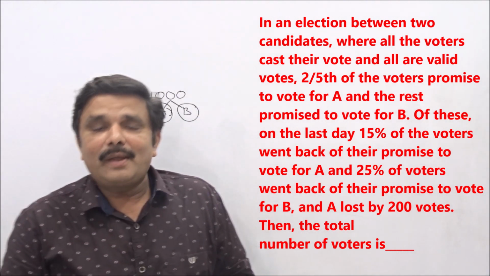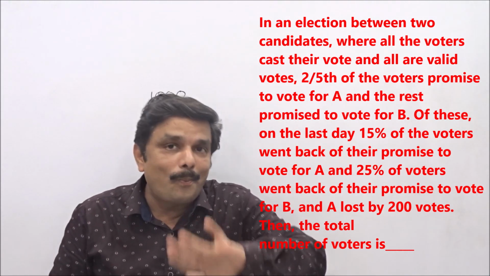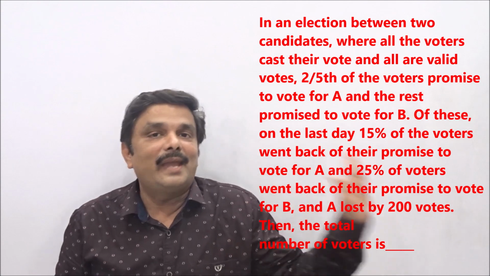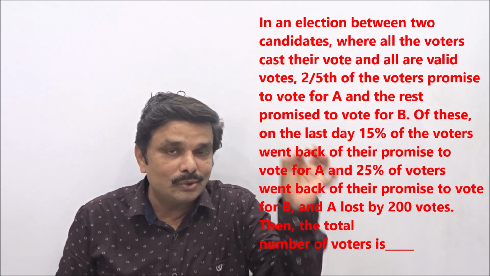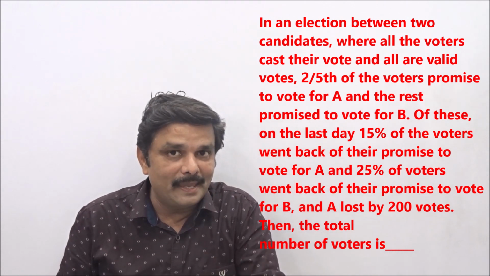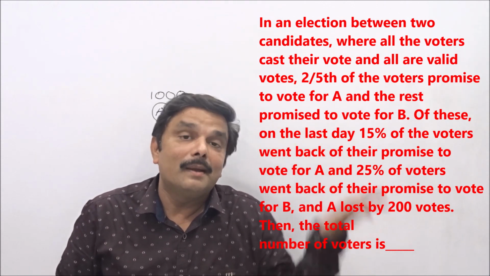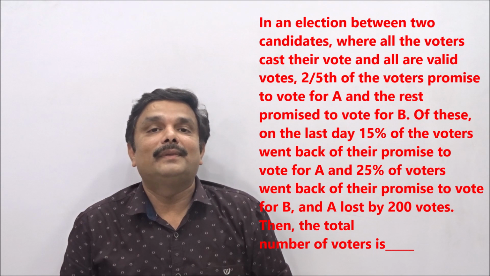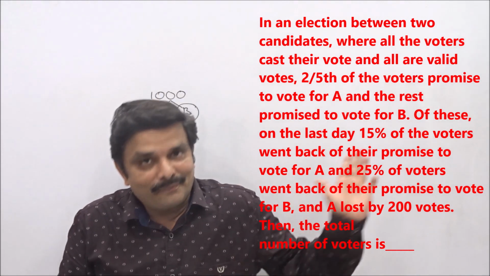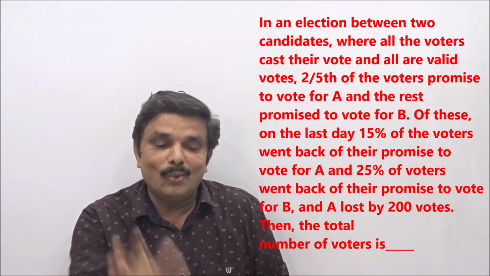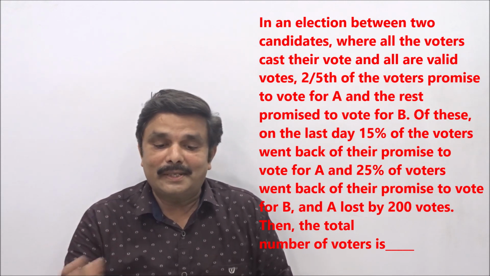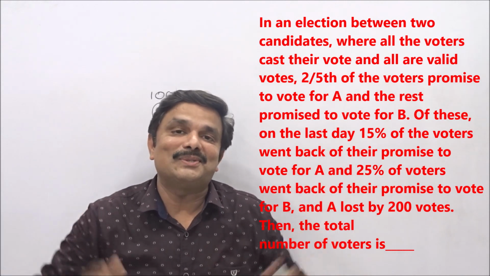Similarly, 25% of the voters who promised to vote for B, they have not kept their promise. These 25% of those voters who promised for B have not voted for B but voted for A. After the election, after all this process, A lost the election by 200 votes. Then what is the total number of votes is the question.